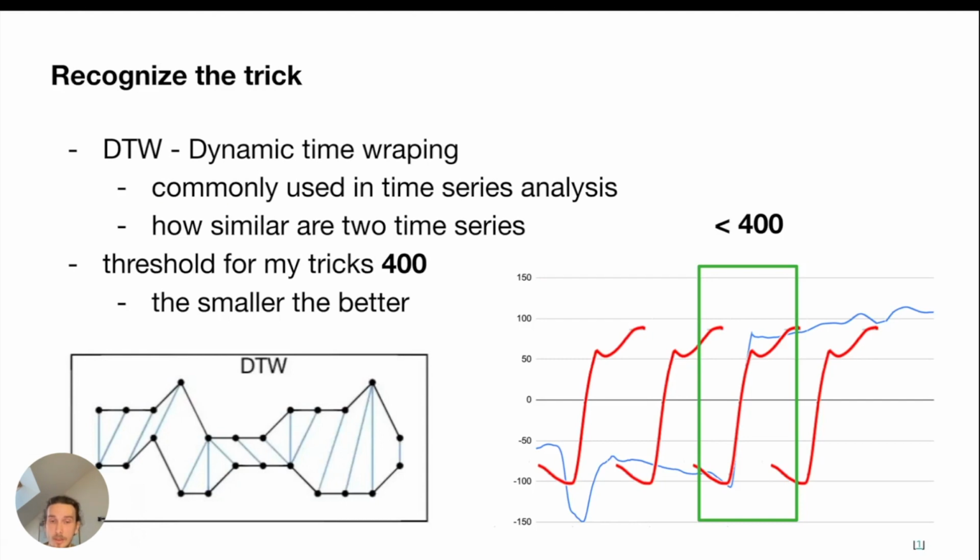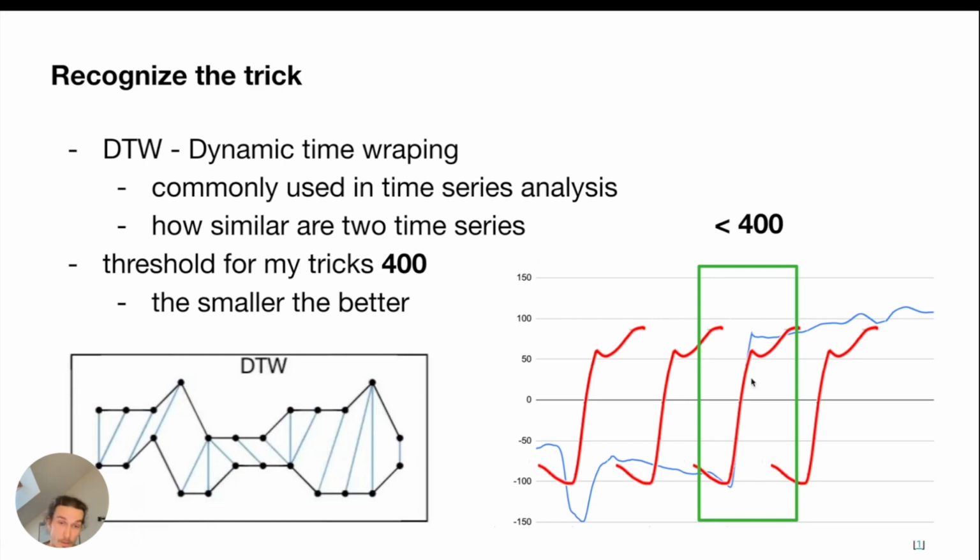So, the recognition of the trick. Firstly, I was thinking that I was going to use machine learning, but before that, I just tried something much simpler: dynamic time warping. It's a commonly used algorithm in many industries, and basically what it does is compare two graphs and tell how far one graph is from the other one. The bigger the value, the more different the graphs are. The smaller the value, the closer the graphs are.